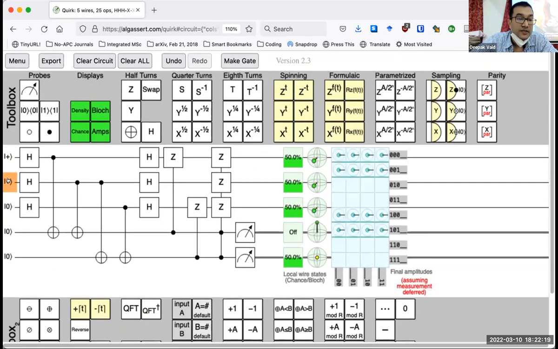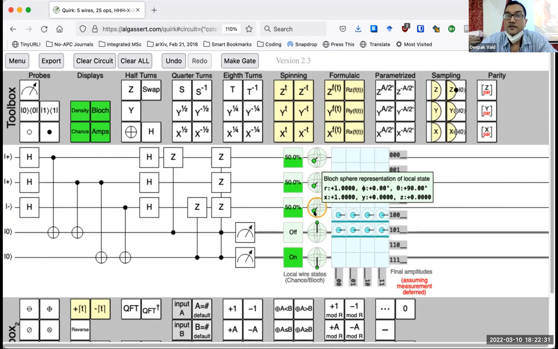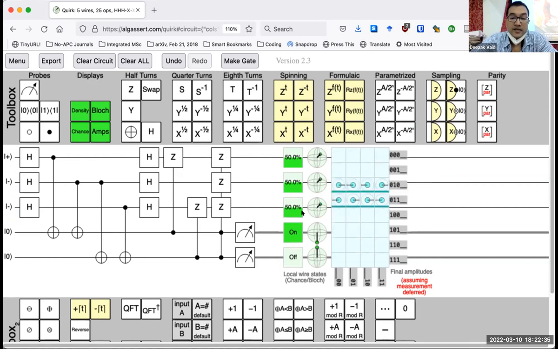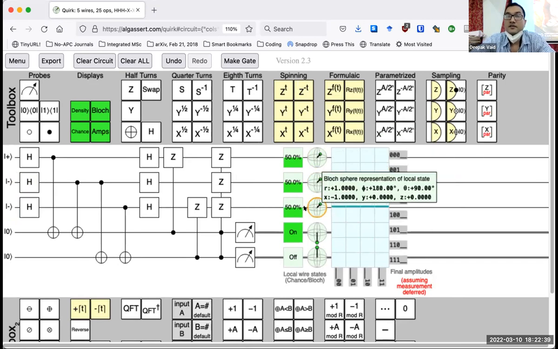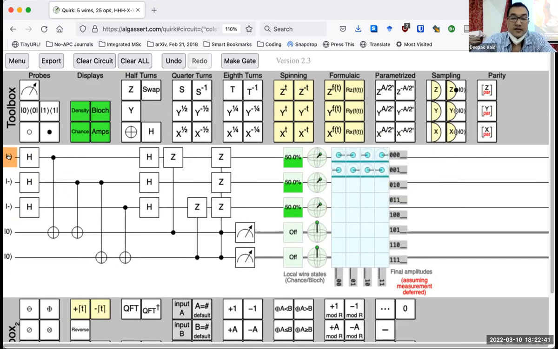Let's take two pluses and one minus, right? And what is the output? Output you can see is three pluses, right? What if I take two minuses and three pluses? I get three minus, right? It's working, right?